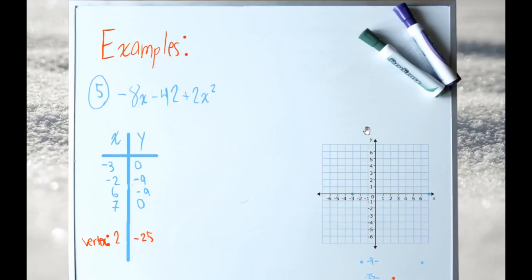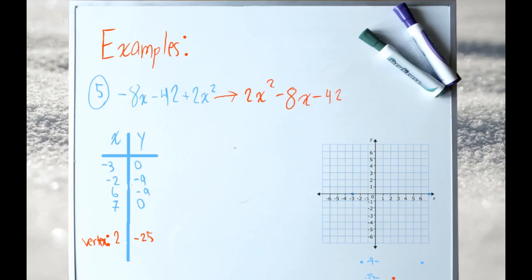And here's the problem you've been waiting for. Try it on your own. We have negative 8x minus 42 plus 2x squared. Okay, so we have to put this in standard form. That means we have 2x squared minus 8x minus 42.